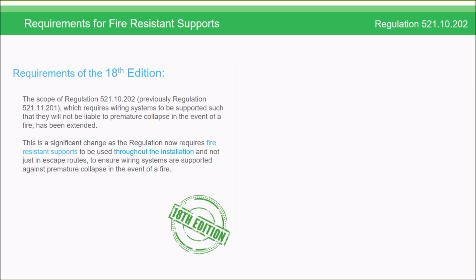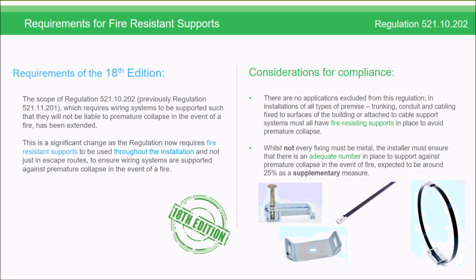It's a significant change as the regulation now requires fire resistant supports to be used throughout the installation and not just in escape routes, which we saw previously in Amendment 3. And it ensures that wiring systems are supported against premature collapse in the event of a fire. So we've seen this come through from the previous regulations, but now you can see that it's enforced across all of the wiring system and not just in specific areas.